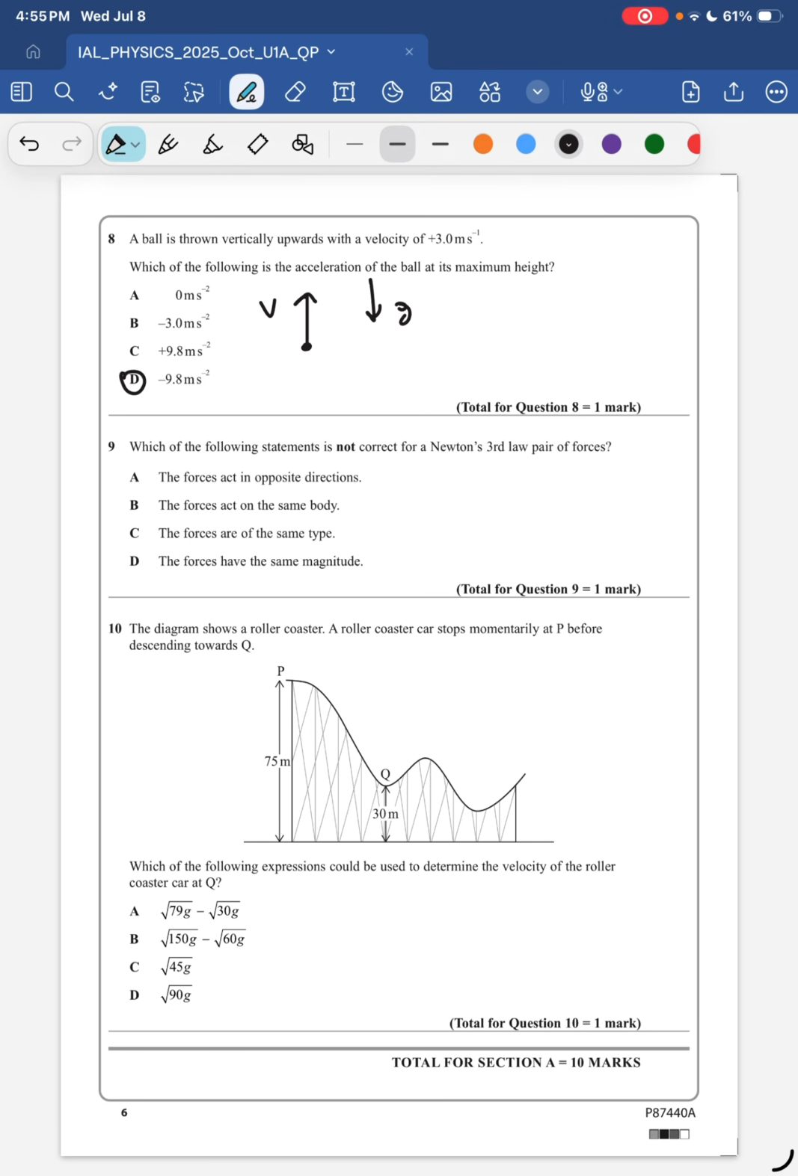So let's move on to question 9. Which of the following statements is not correct for a Newton's third law pair of forces? Option A, the forces act in opposite directions. That's in fact correct. B, the forces act on the same body. That's totally wrong. Usually when you want to teach Newton's third law, you demonstrate the cases when it is wrong, and you usually demonstrate two equal and opposite forces acting on the same body. So those forces are not a Newton third law pair.